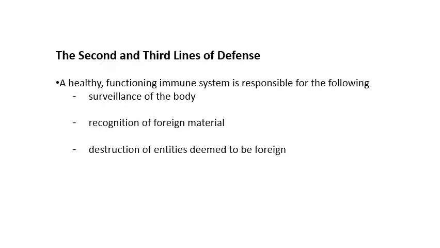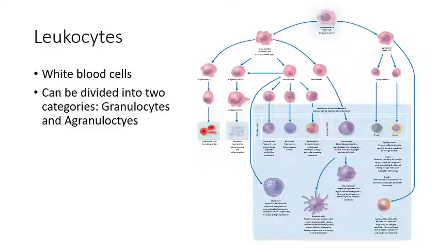In order for you to have a healthy functioning immune system, your body has to be able to do three key things. We need constant surveillance, so we need to be looking all over the body for a possible presence of pathogens. We need to be able to recognize the difference between foreign material and self. And then we need to be able to destroy what we determine as foreign. So those three things: seek, recognize, destroy. That's what we need to do to have a healthy functioning immune system.